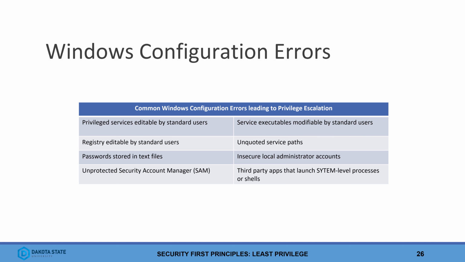Insecure local administrator accounts. Local administrator accounts can, depending on the configuration, be used to gain domain administrator account credentials. So it's very important to only use local administrator accounts for things that are needed and to secure them properly or disable them when they are not in use. Finally, third-party apps that launch system-level processes or shells. This isn't as common anymore, but if there is an application that must run as administrator to function, and anyone can start that application and it drops a shell, they can drop to an administrator shell through that.